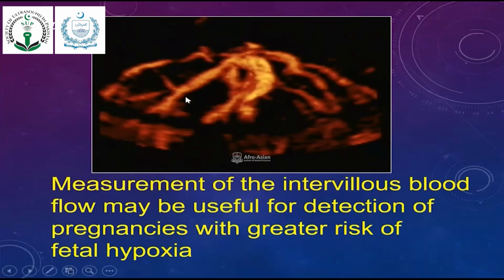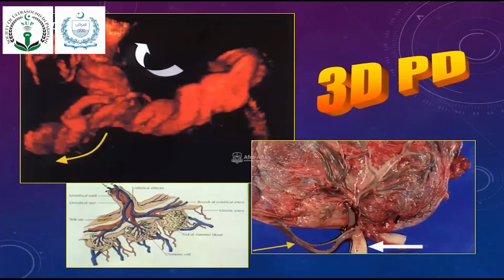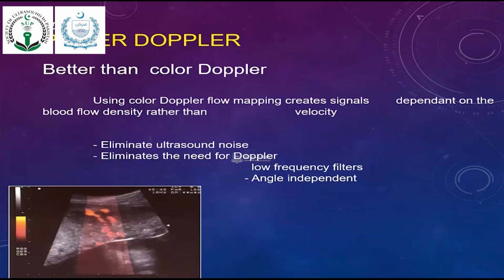This is the intervillous blood flow on 3D power Doppler. So measurement of intervillous blood flow may be useful for detecting the pregnancies with greater risk of fetal hypoxia. This is the blood supply, and here you can see the 3D with power Doppler showing the placental bed.